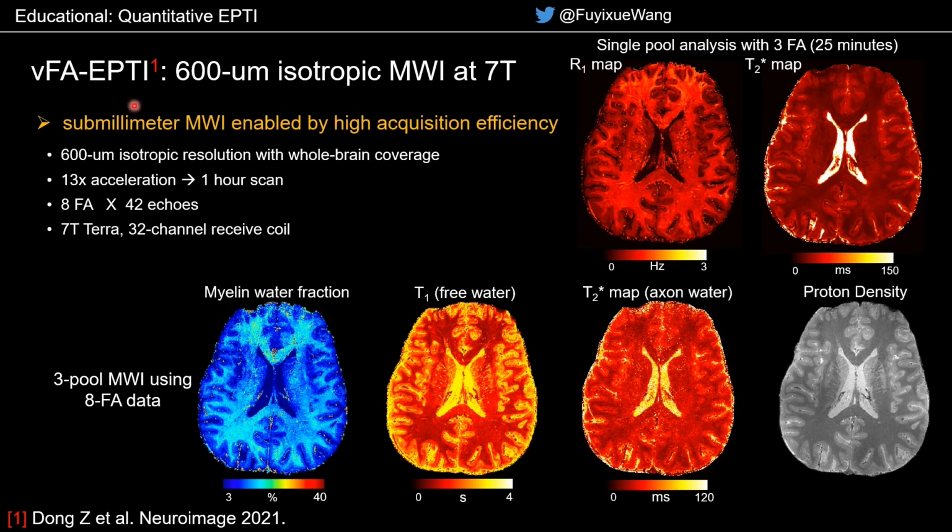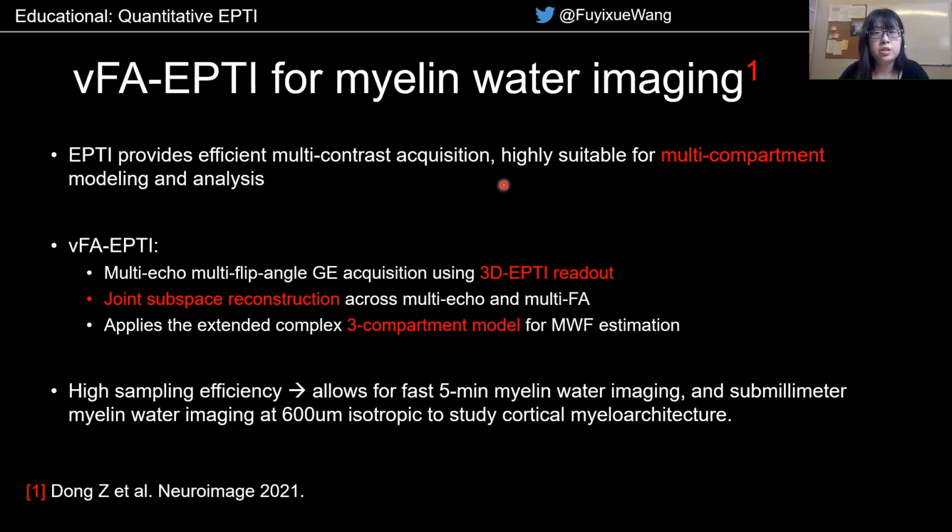And with its high efficiency, VFA-EPTI also achieves high spatial resolution at 600 micron isotropic resolution at 7T. And we can see the parameter maps with high spatial resolution and highly detailed structures. To sum up, EPTI provides efficient multi-contrast acquisition that's highly suitable for multi-compartment modeling analysis.